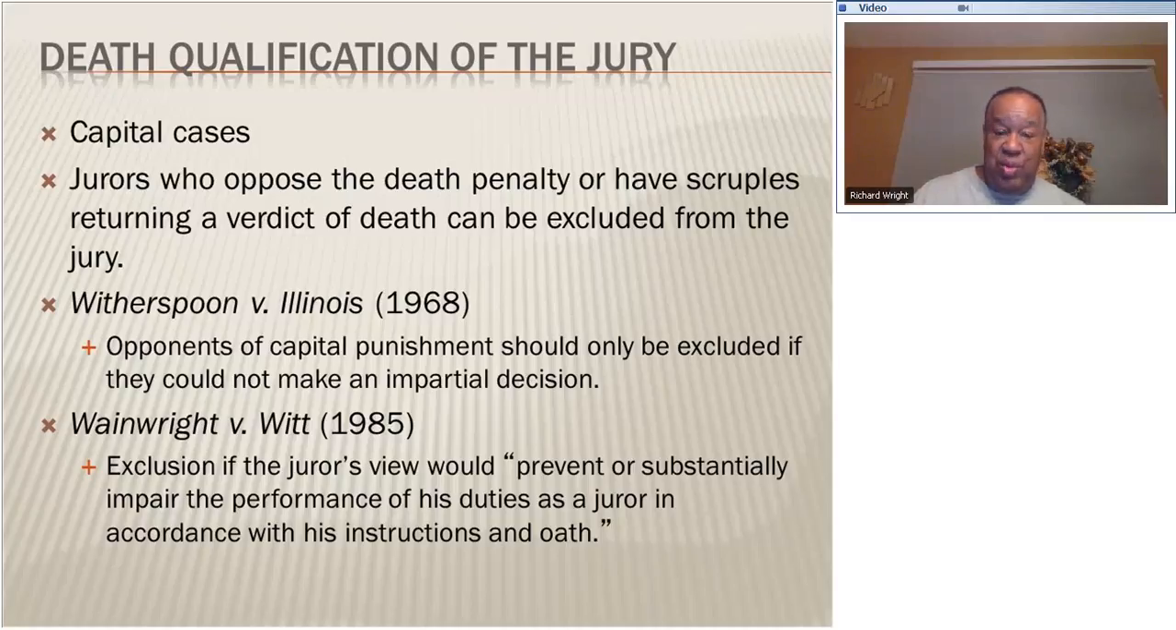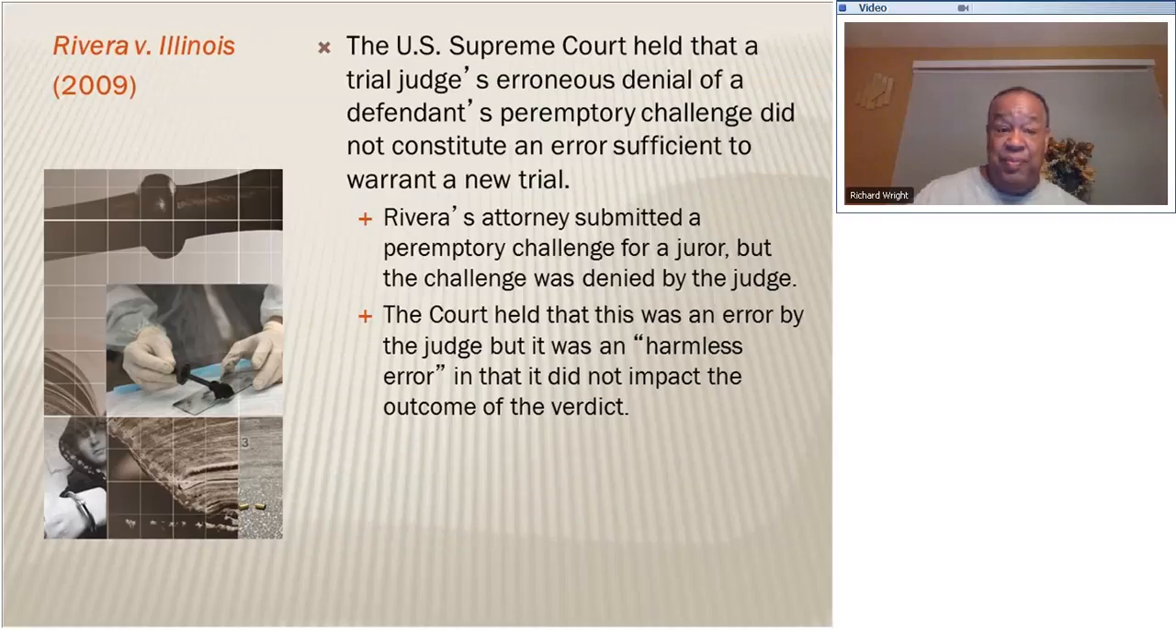If the juror would prevent or substantially impair the performance of their duties as a juror in accordance with instructions or oath, then they could be disqualified, particularly in a death penalty case. They don't want anybody in there who would be predisposed or biased.